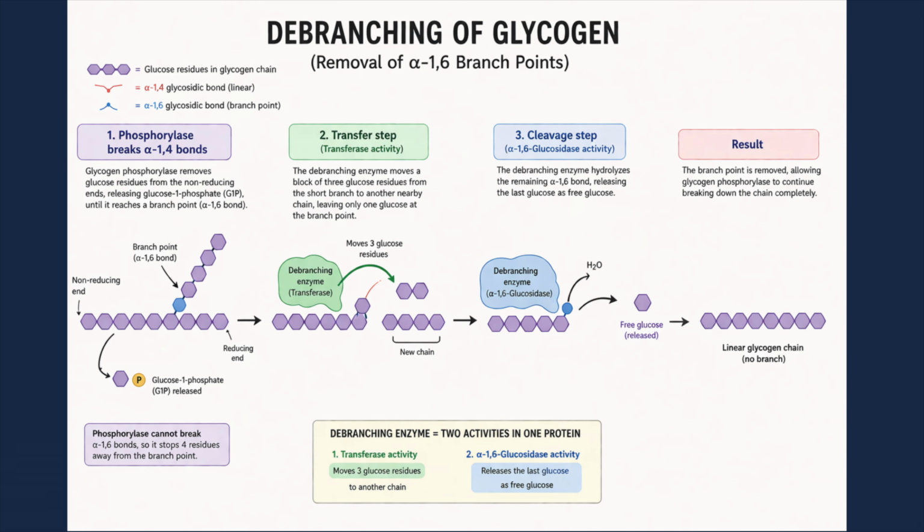The debranching enzyme moves a block of 3 glucose residues from the short branch to another nearby chain, leaving only 1 glucose at the branch point, which then moves on to the cleavage step. The debranching enzyme hydrolyzes the remaining alpha-1,6 bond, releasing the last glucose as free glucose. As a result, the branch point is removed, allowing glycogen phosphorylase to continue breaking the chain completely.